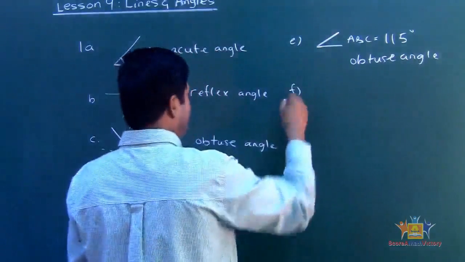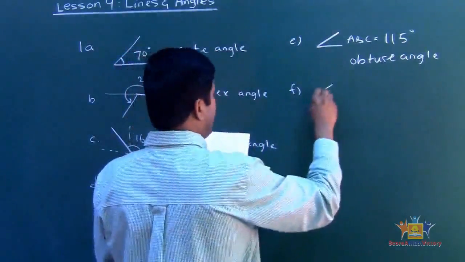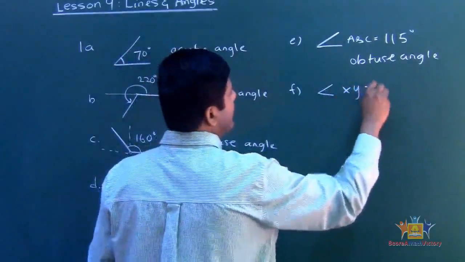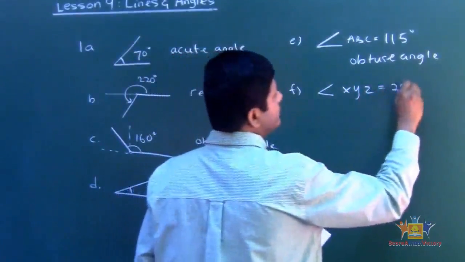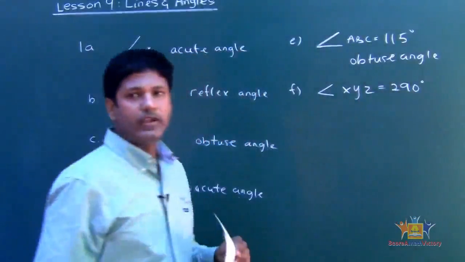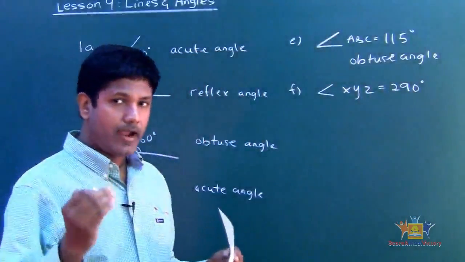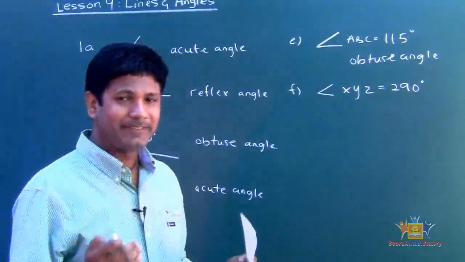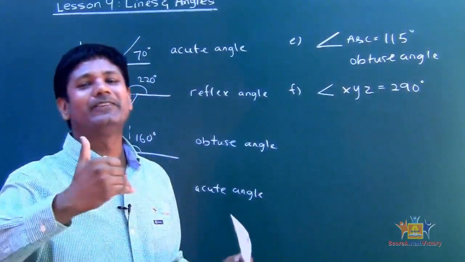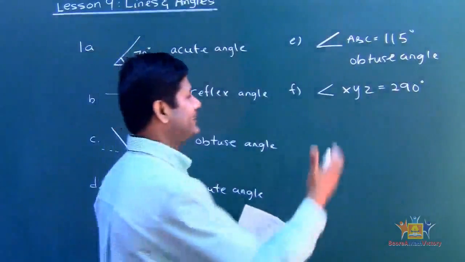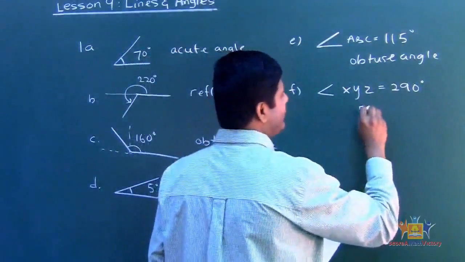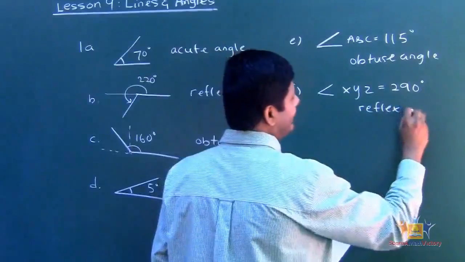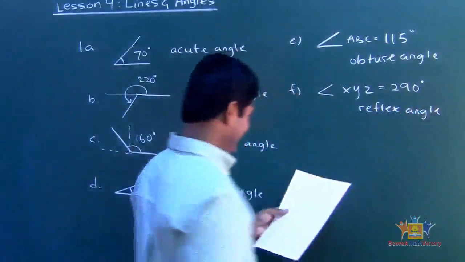Okay, now let's look at F. F, you're given angle XYZ, and XYZ is 290 degrees. All right, 290 degrees. It's greater than 180, isn't it? So it cannot be obtuse. Okay, so it's going to be reflex. Okay, it's greater than 180. That's 290, which is a reflex angle. Okay, good. All right, good.